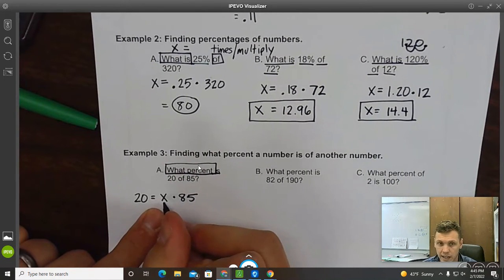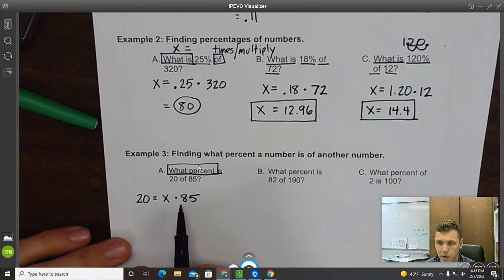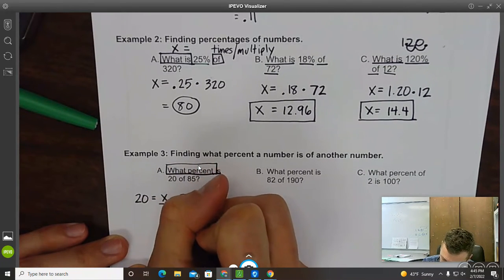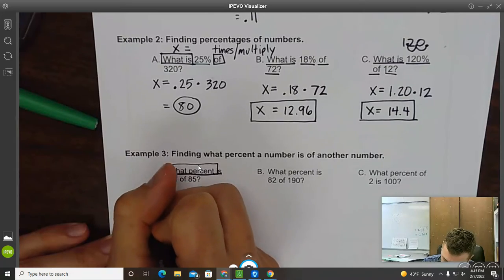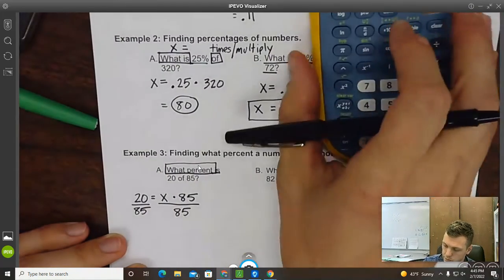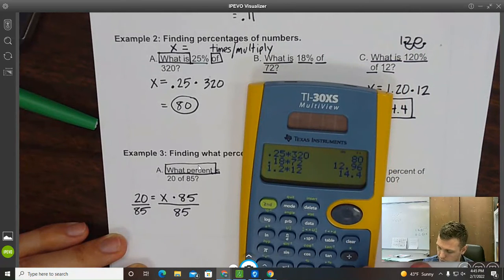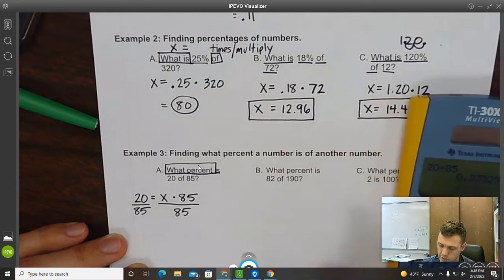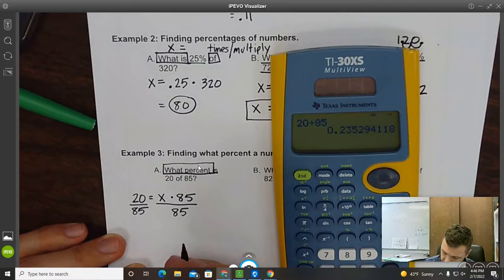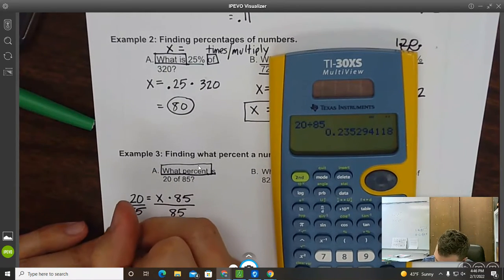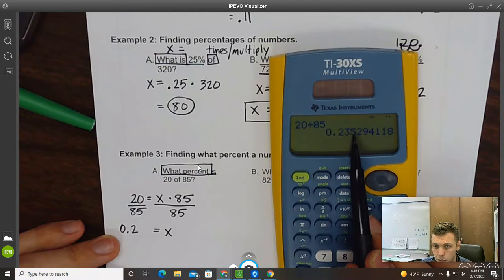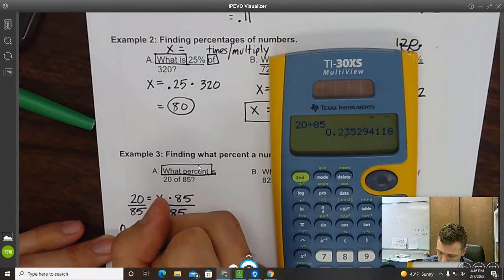Now, how do we find the x? Because we can't multiply 85 times x, we're going to divide by 85. So here, we do 20 divided by 85. We're going to use 2 decimal places. So x equals 0.2, and right there we have a 3, but we're going to round that 3 up to a 4.